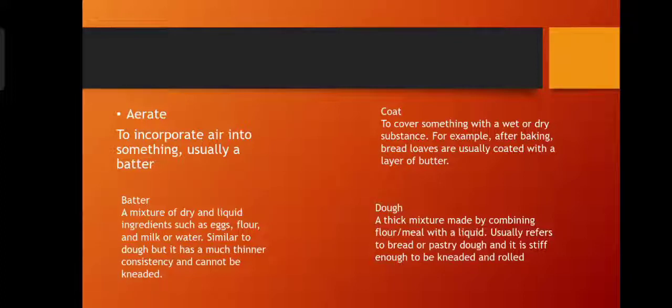C is for coat, to cover something with a wet or dry substance. For example, after baking, bread loaves are usually coated with a layer of butter. D is for dough, a thick mixture by combining flour, meal with a liquid. Usually refers to bread or pastry dough, and it is stiff enough to be kneaded and rolled.